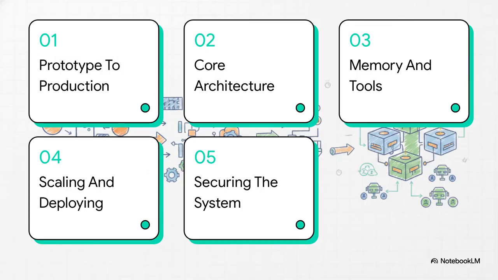So here is our game plan for today. 1. From prototype to production. 2. The core agent architecture. 3. Adding memory and tools. 4. Scaling up and deploying. And 5. Securing the AI system.